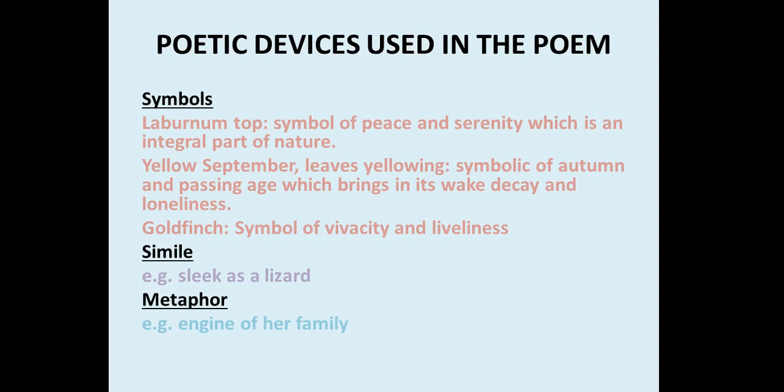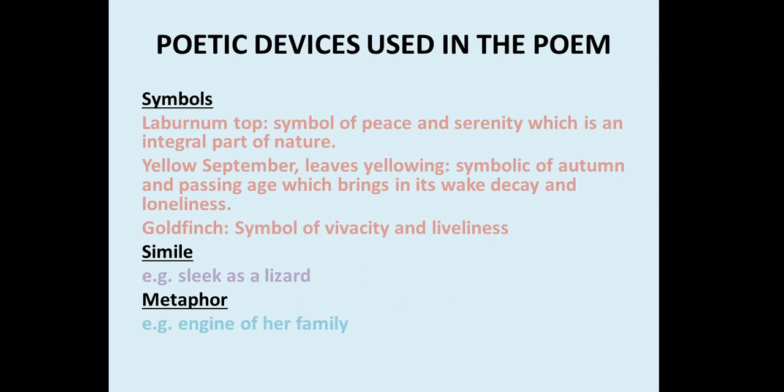The second poetic device used in the poem is simile. In this figure of speech, what happens? One thing is compared to another by using the word as or like. An example of this simile in this poem is sleek as a lizard. You can just underline it in the poem also.